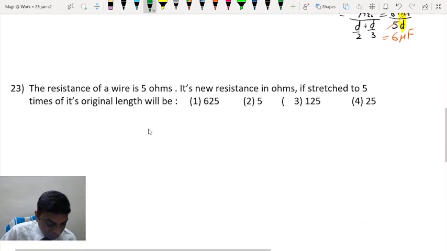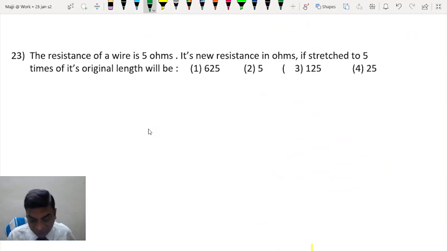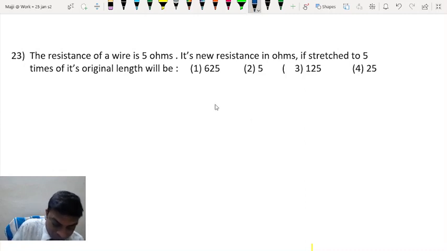Then moving on to the next question. The resistance of a wire is 5 ohms. Its new resistance in ohms, if stretched to 5 times of its original length, will be.